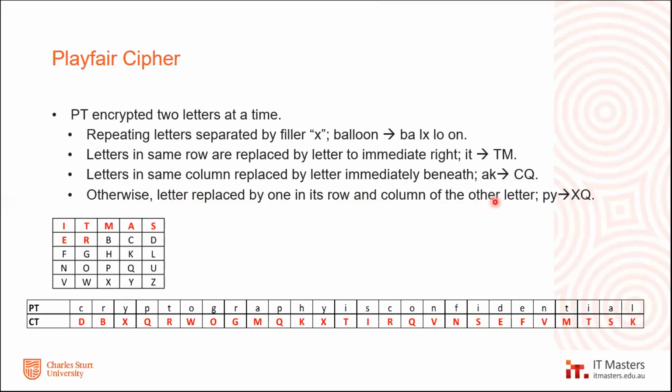Otherwise, if they're in different rows and columns, then each letter is replaced by the one in its row and the column of the other letter. So if we look at P, P is here, and our other letter is Y. So we replace P by the intersection of the column and row for the 2 plain text letters, in this case P and Y. So the intersection is at Q, so P becomes Q and Y becomes X, because that intersects there as well. And if we take our previous message of cryptography is confidential and encrypt it using these rules, we end up with this particular ciphertext down the bottom here.